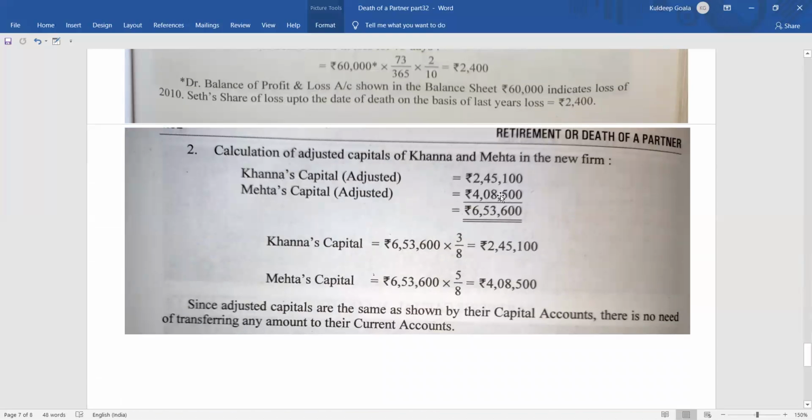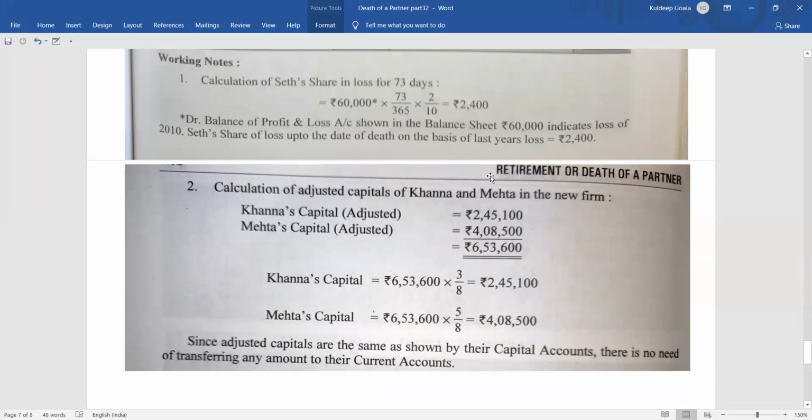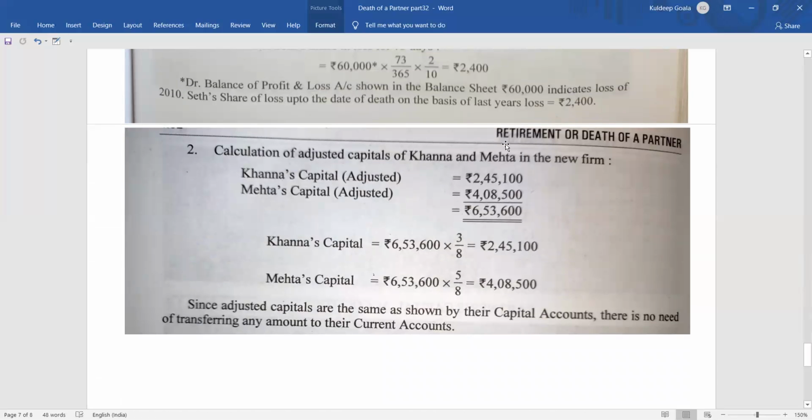This is a very, very important sum, also a complete picture of the chapter. Okay, then I'll end the class here. In the next class, we'll start with dissolution and we'll move forward with the chapter.